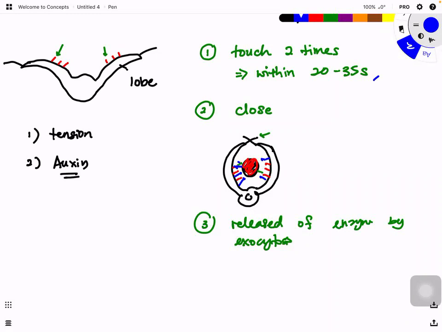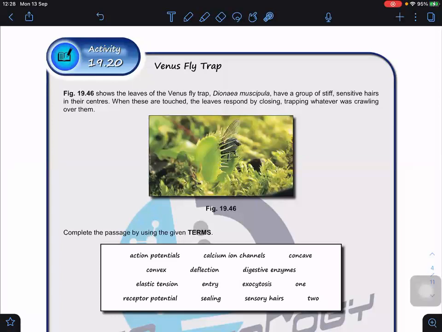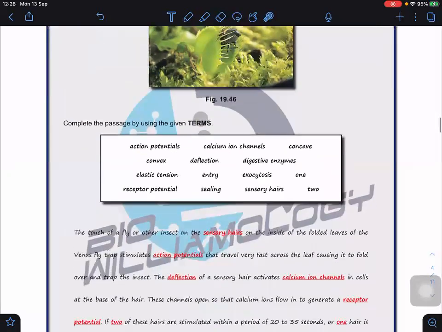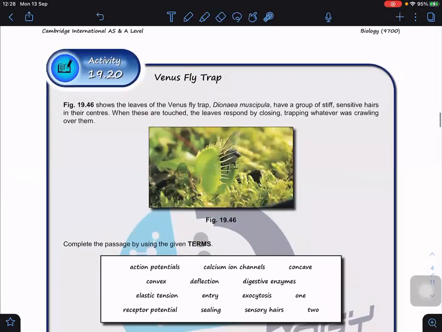So in this figure, figure 19.46, we can see that the leaf of the Venus flytrap has a group of stiff sensory hairs in its center. When these are touched, the leaf responds by closing, trapping whatever was crawling over them. So you can try the questions now.